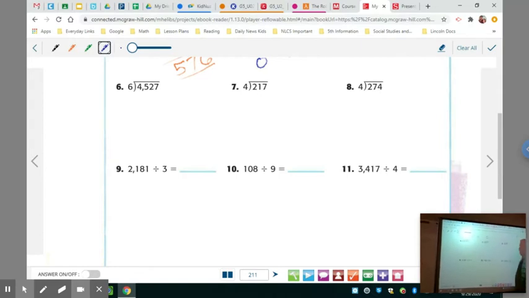All right. Ireland, go ahead and tell me. Does 6 go into 4? Nope. Does 6 go into 45?